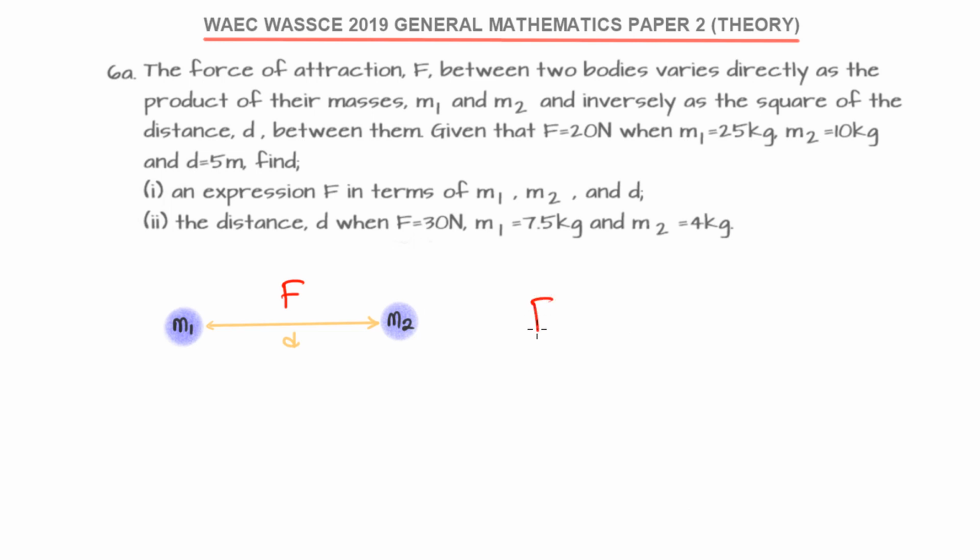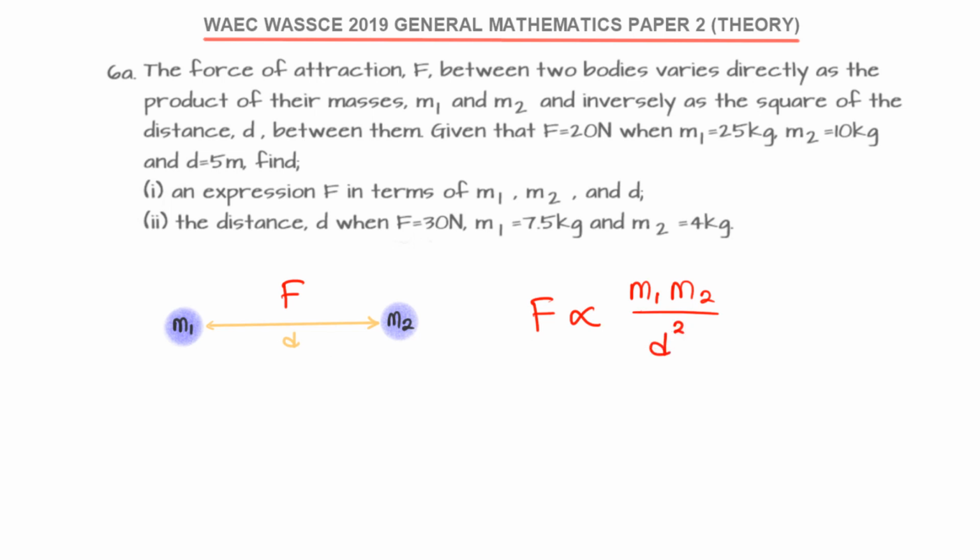Now, we are told that F varies directly as the product of their masses. That will be m1 multiplied by m2, that's m1, m2, okay? And inversely, because they said inversely, that means the product is there, inversely will be 1 over the square of the distance d between them. That will be raised to power 2, okay? So we have inversely as d raised to power 2.